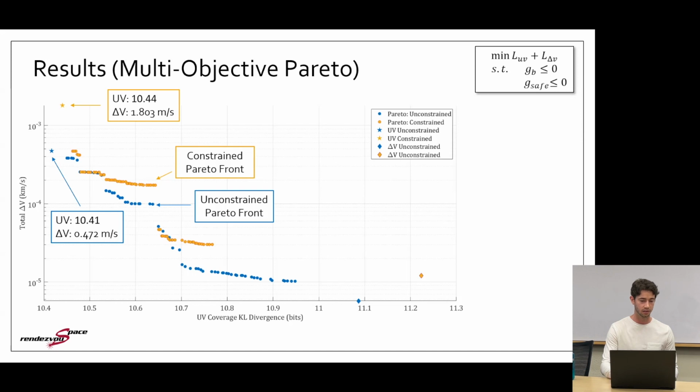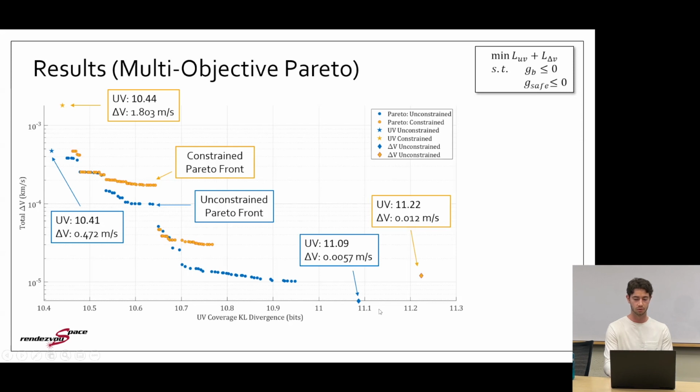So I'll highlight here that for the single objective case, these are the 2 points that we obtained by only looking at UV coverage. See here that the constrained case has a lot higher delta V than the unconstrained case, but they're still similar in UV coverage. And I'll contextualize this UV metric in a second. It doesn't really mean anything right now. It's just bits of information different from our optimal coverage.